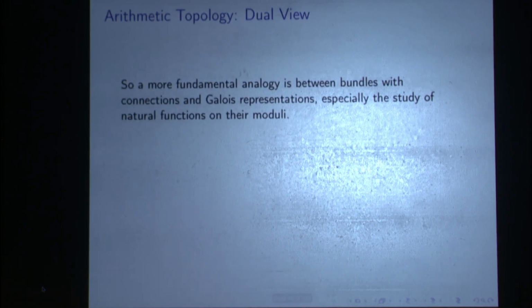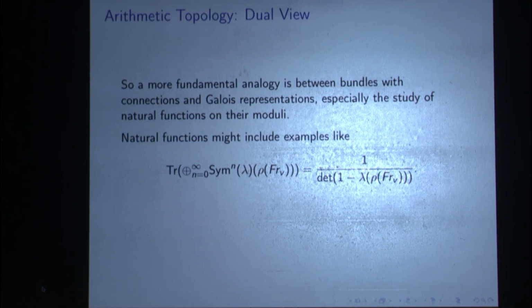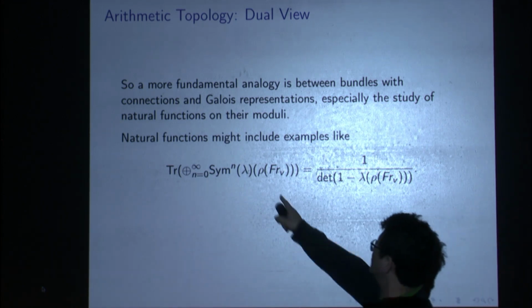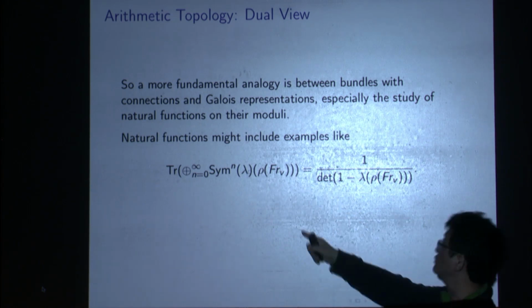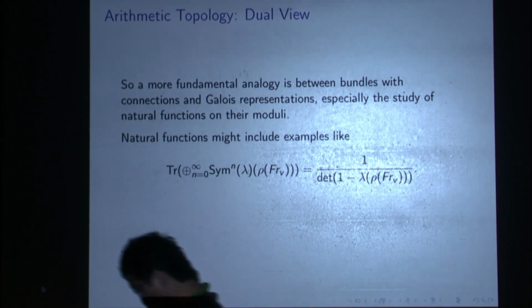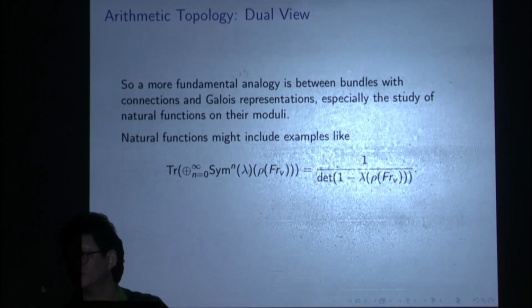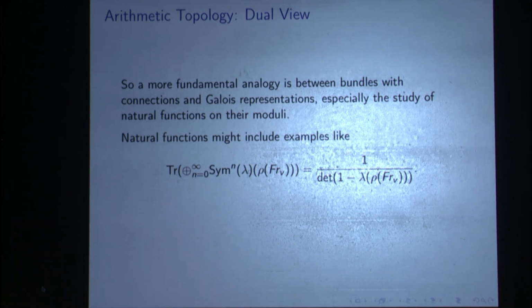So that's what I view as the more fundamental analogy between bundles with connections and Galois representations, and especially natural functions on their moduli. The natural functions can be rather complicated. For example, it might include examples like what would come up in things like the colored Jones polynomial, right? You can take one fixed representation, take all its symmetric powers, and take traces, Wilson loop type functions on such things. If you do that, you get one over a determinant of one minus something. This is the kind of thing you'll often come up with as Euler factors inside L-functions, so-called. Those come up also naturally as Wilson loop type functions inside sufficiently complicated representations.